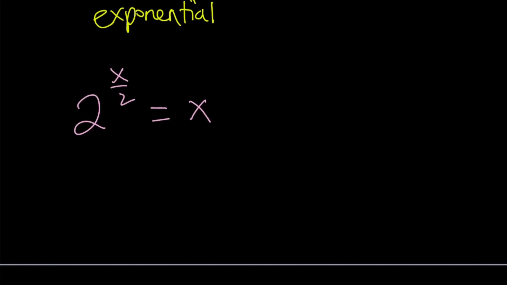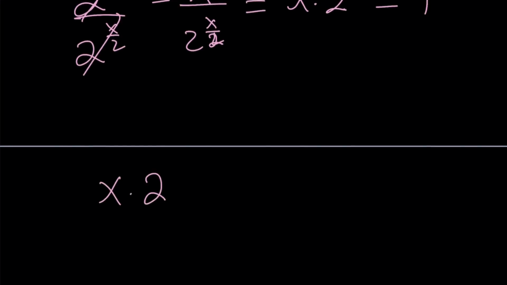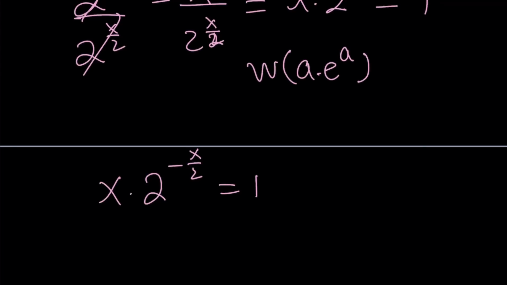So now I want to hold on to the x here, so let's go ahead and divide both sides by 2 to the power x over 2. And this is going to give us x times 2 to the power negative x over 2. I want to write this with a negative exponent, and from here I'm getting 1. So this is equal to 1. So now we got this equation, x times 2 to the power negative x over 2 equals 1. Now I want to get a value like a times e to the power a, so I can use the Lambert's W, because as you know, this is equal to a under certain conditions, right?